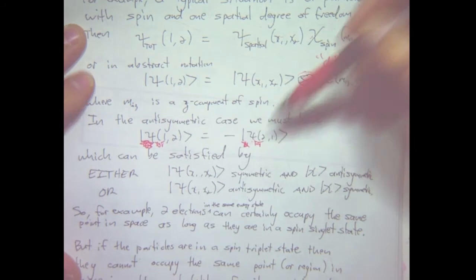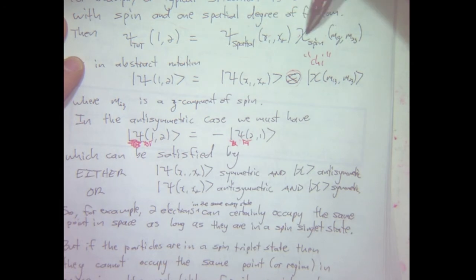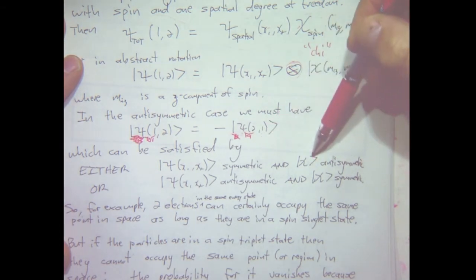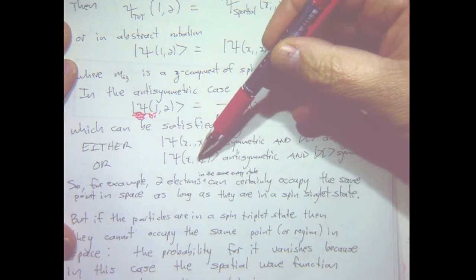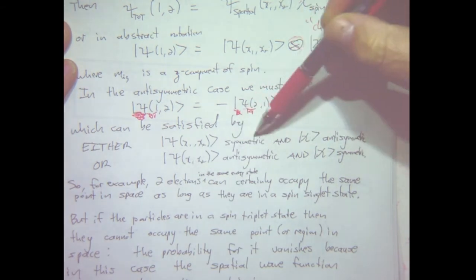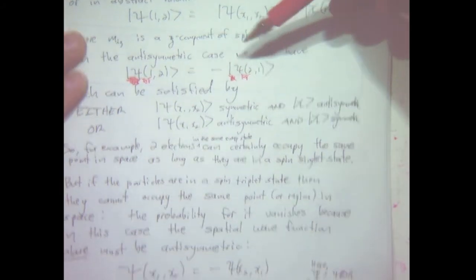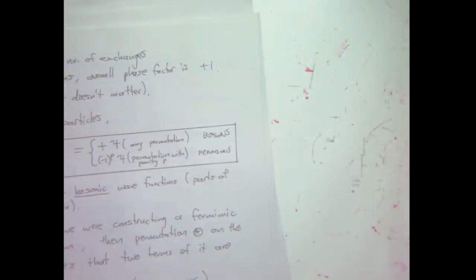But to get a minus sign out the front, to be totally anti-symmetric, if you have two parts of the wave function, the spatial part and the spin part, the spatial part could be symmetric and the spin part anti-symmetric. The minus sign could come from the spin part. Or the minus sign might come from the spatial part, so the spatial part is anti-symmetric and the spin part is symmetric. You have only these two possibilities. Now, there's what's called a spin singlet state and a spin triplet state.